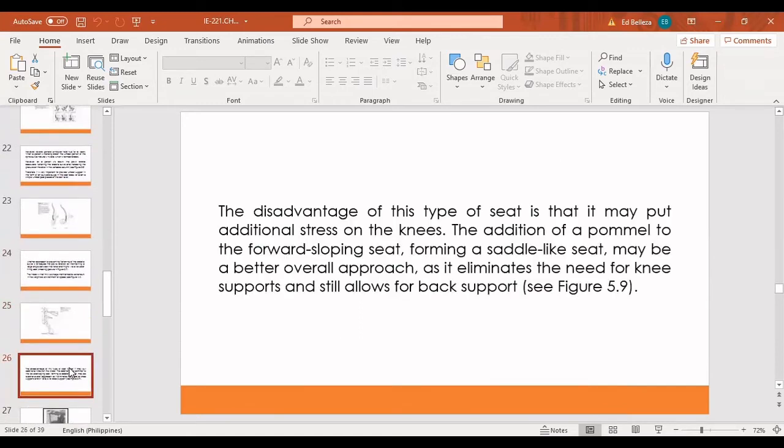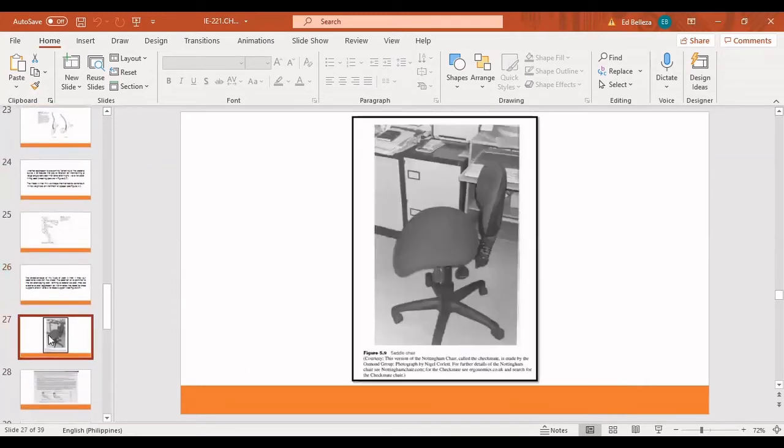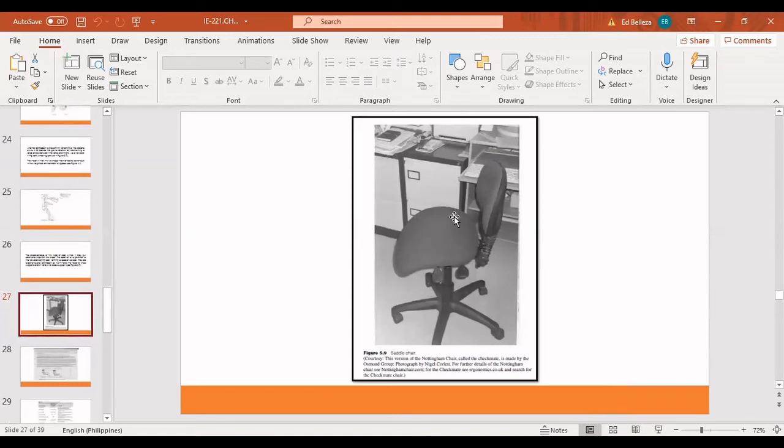However, the disadvantage of this type of seat is that it may put additional stress on the knees. As we all know, it's like kneeling, so it really puts pressure. The addition of a pommel to the forward sloping seat, forming a saddle-like seat, may be a better overall approach as it eliminates the need for knee supports and still allows for back support. And now here is an example of a saddle chair. A saddle chair uses the same principles in its design as an equestrian saddle. This version of a saddle chair improves leg circulation and reduces fatigue. As an ESL teacher, I have this kind of chair, and I usually use it when teaching in the office, and it makes me more comfortable with not so much pressure on my back.